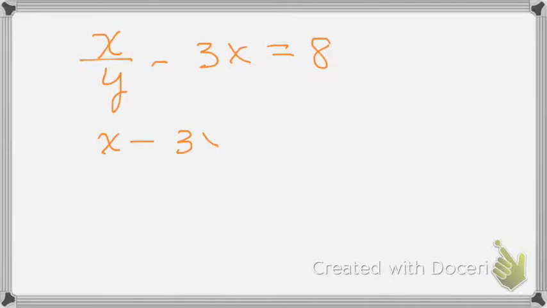Okay, how about this one? x over y minus 3x equals 8. No, it's not linear. Why not? Because you would have to multiply by y. If you take everything times y, the y is going to cancel on the first term and you're left with just an x. But on the next one, you're going to get a 3xy, right? And you can't have an x times y. You can remember it this way, too: you can never have an x divided by y. You can't have an x times y or an x divided by y in the same term.